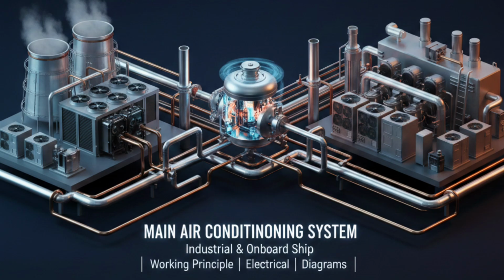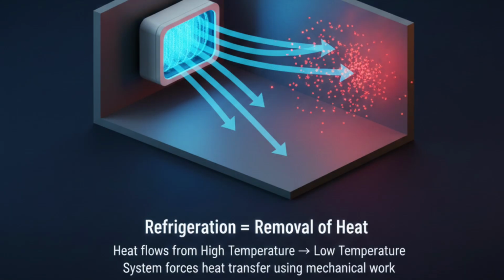Air conditioning systems are extremely important in industries to maintain process temperature, protect equipment, and provide comfort to workers. Onboard ships, air conditioning is critical for accommodation areas, bridge, and engine control room operation. By the end of this lecture, you will clearly understand how the system works thermodynamically, mechanically, and electrically. Let us begin with the fundamental principle, refrigeration.